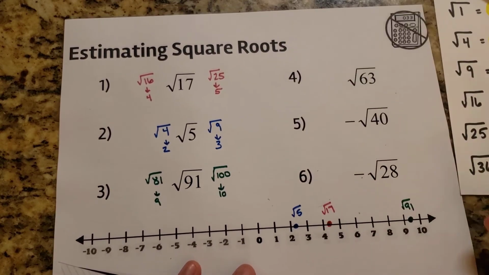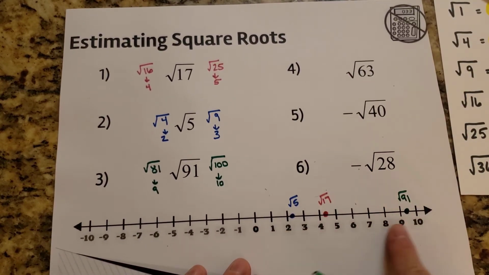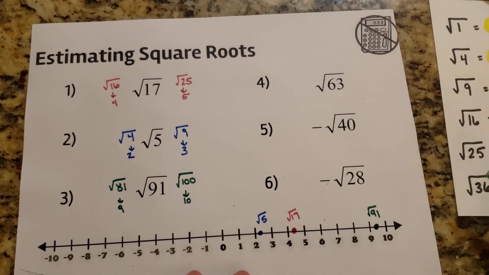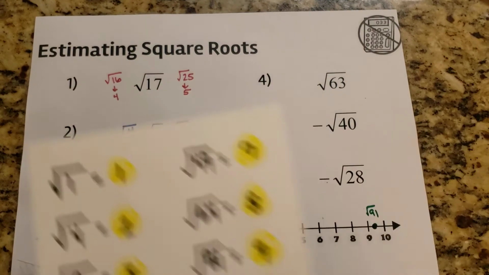Okay, so those were all positives. You can see that those are all over on the positive side of the number line. Now we have a couple of negatives coming up here. I'm going to slide this over to this side.